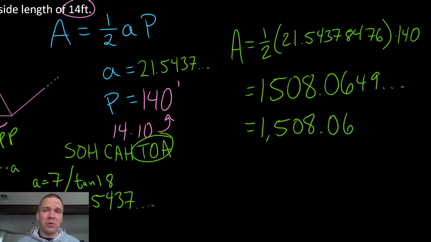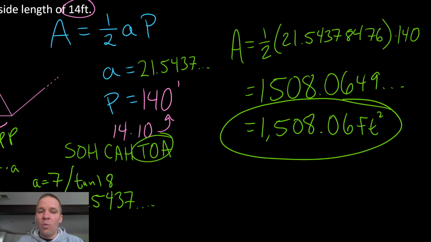You only round once, dog. So it's 1,508.06 feet squared. There's my units. We are done. That was a beast of a problem, but you're a beast of a mathematician.